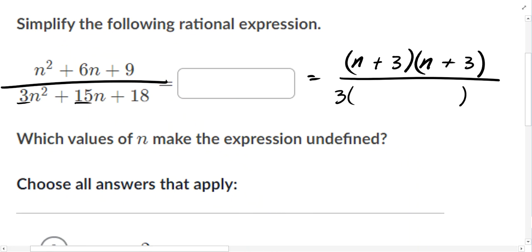So as it turns out, each of these three terms is divisible by the number 3. That's our greatest common factor. So I'm going to factor that out of the group, and after I divide this first term by 3, I'm left with n squared. After I divide by 3 in the middle term, I'm left with 5n. And after I divide by 3 in the last term, I'm left with 6.